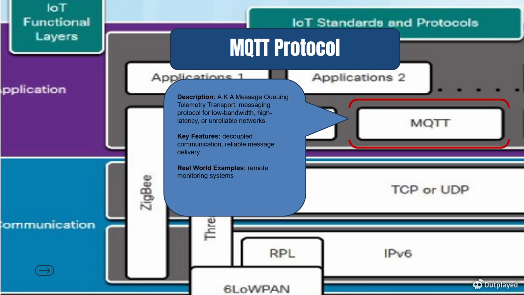So the key features are MQTT's publish/subscribe model, which allows for decoupled communication between devices, which is highly efficient for data collection from numerous sensors. It also ensures reliable message delivery, even over unstable networks. So this can be used in the real world, such as in remote monitoring systems, where data from various sensors is collected and sent to the cloud for real-time analysis and action.